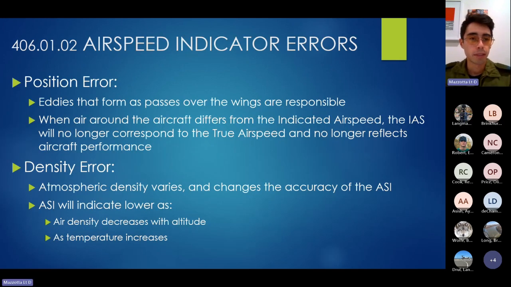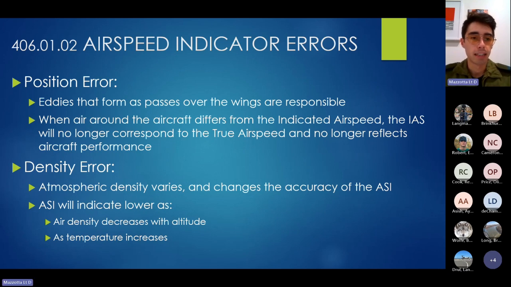So now we're going to talk about some airspeed indicator errors. Because it's a mechanically made device, it's prone to some errors. The first one we'll talk about is the position error. This means that the eddies that form as air passes over the wings are responsible for causing these errors. It's when the air around the aircraft differs from the indicated airspeed. It'll no longer correspond to the true airspeed and no longer reflect the aircraft's performance.